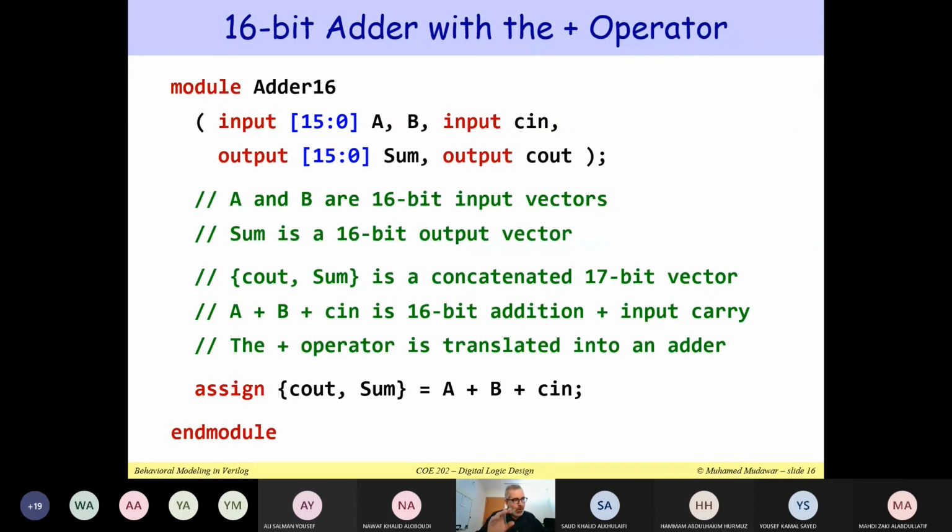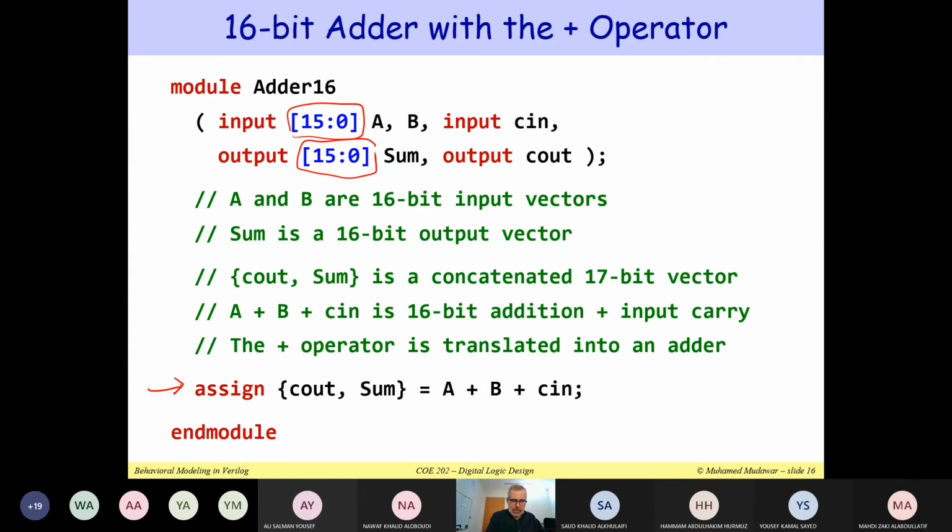Now that's even more interesting. Here it's the same inputs, the same outputs. Notice that A and B are 16-bit vectors. The sum is also a 16-bit vector. It's the same inputs, the same output. This is also a 16-bit adder. But look at this description. It is just one line. Verilog allows you to describe an adder this way.